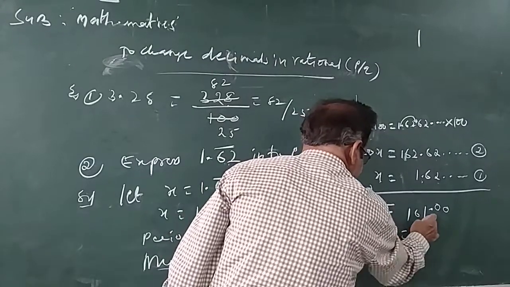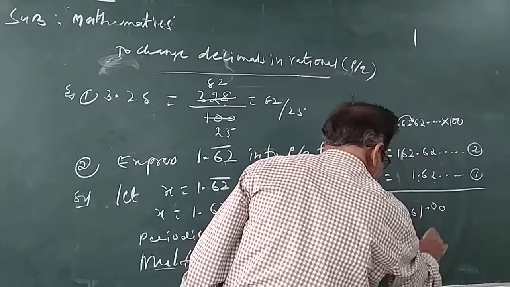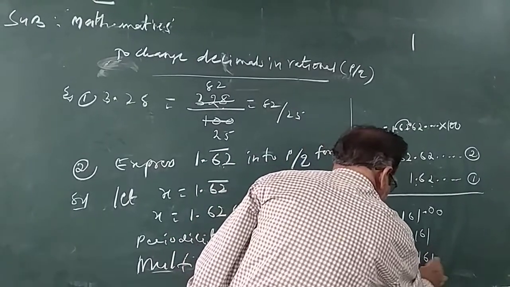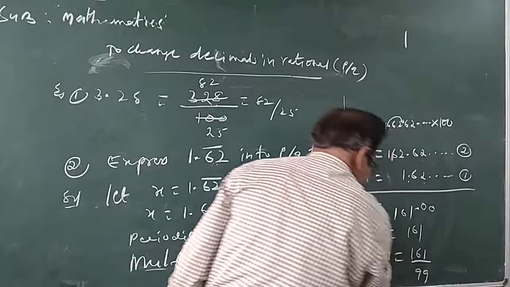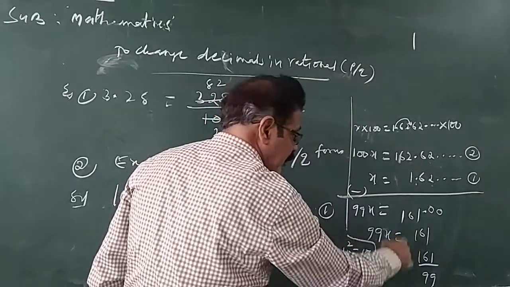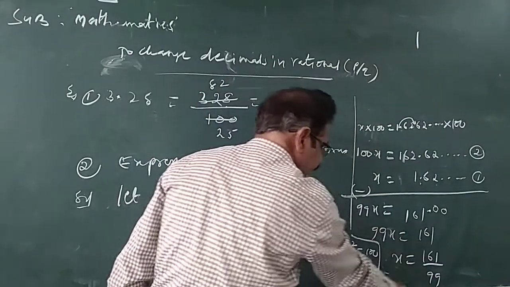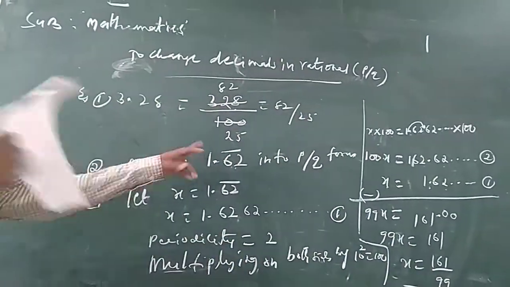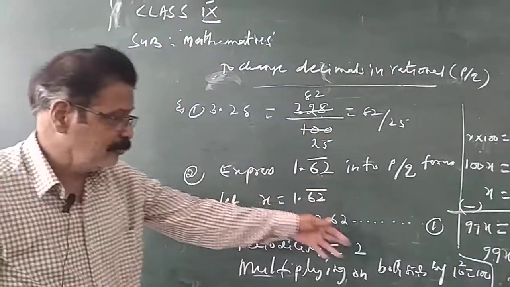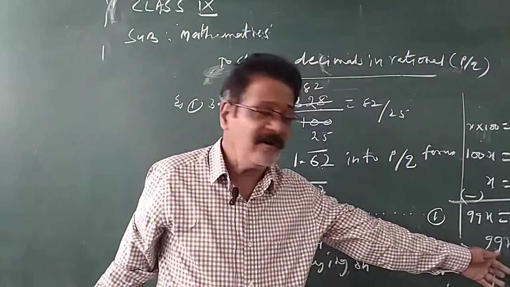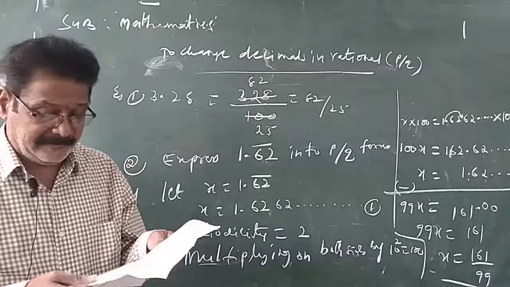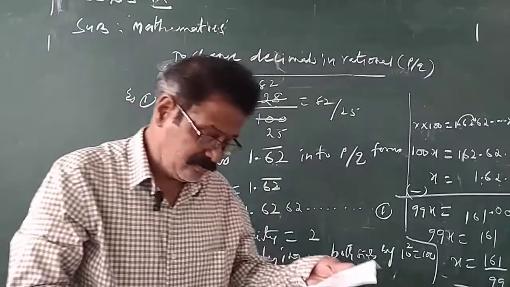99x is equal to 161.0. After the decimal, zeros are not valued. 99x equals 161. x is equal to what? 161 by 99. This portion becomes the denominator, it divides. So this non-terminating decimal 1.62 with a bar we changed into p by q form: 161 by 99. So this is today's class.